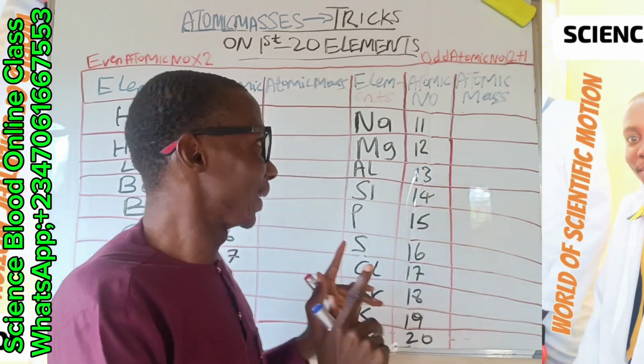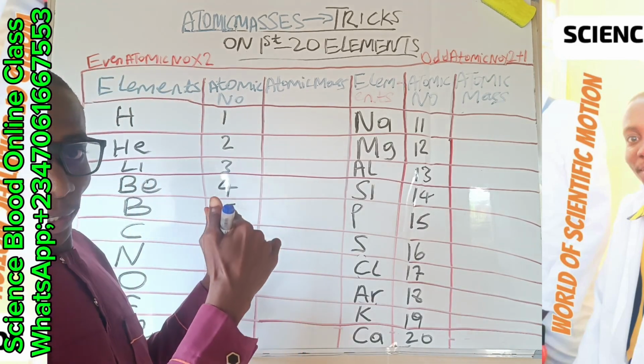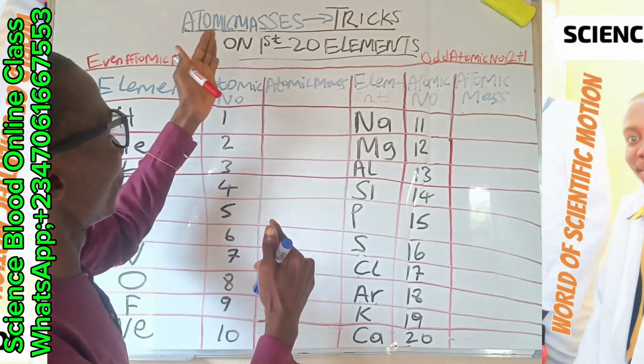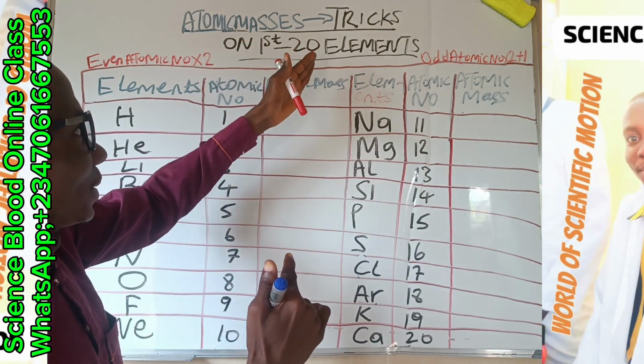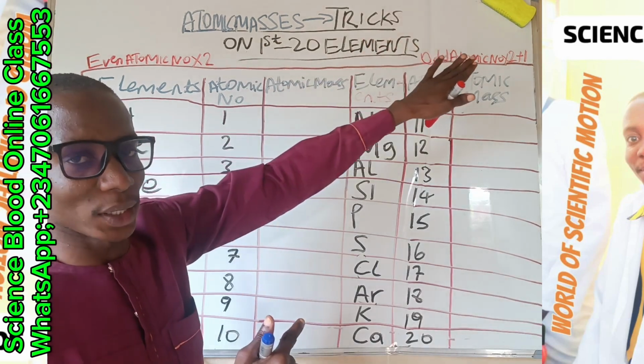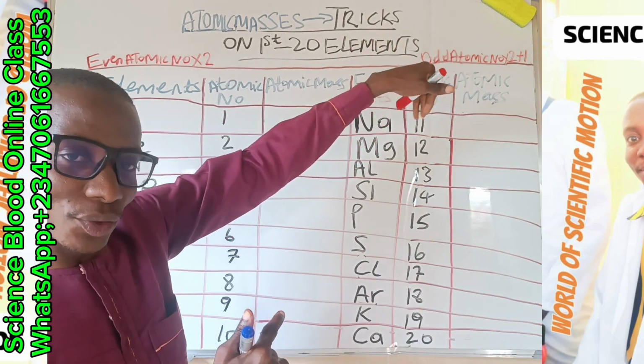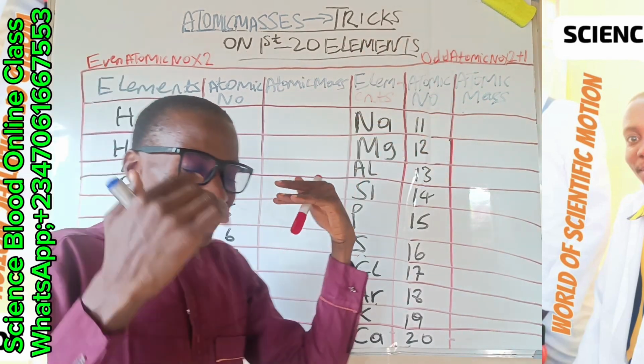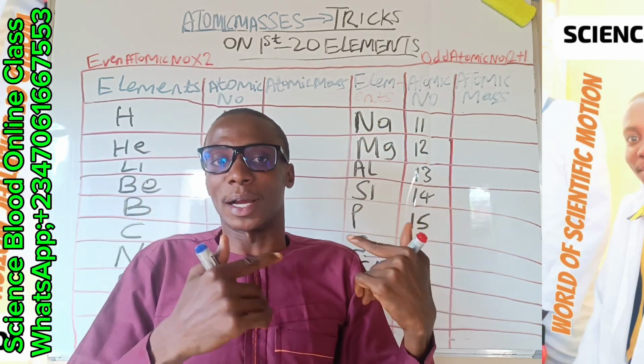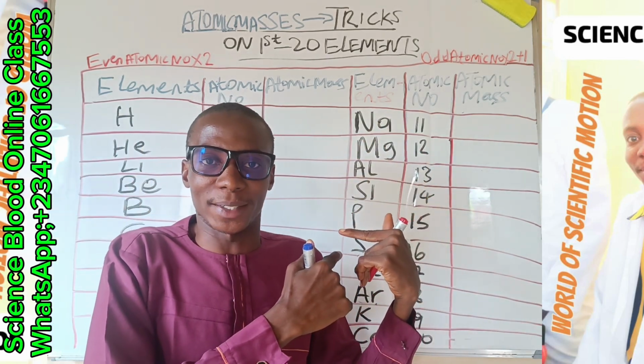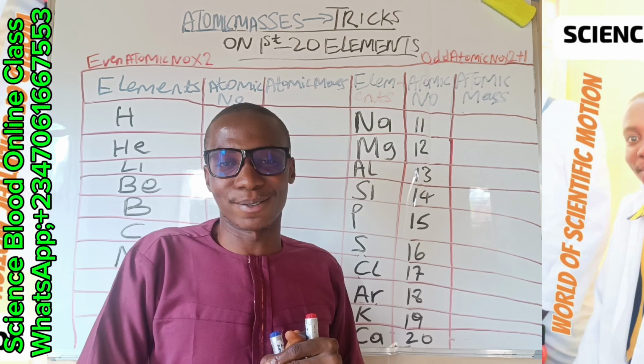So today I will be dealing with the trick that guides atomic masses. Yes, on the first 20 elements. Okay, the trick that guides it. Instead of you cramming, I have discovered the easiest way to learn this. So let's see how.